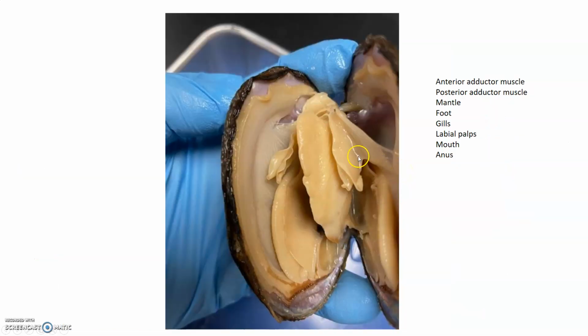When we look at the mussel that we dissected in lab, we can see the similar pieces here. Here's the mantle tissue. We can see the gills, the labial palps, the foot, and then if you look right here, you can see the mouth. It's also possible to see the anterior adductor muscle right here, and then you can see where the posterior adductor muscle was cut to allow us to open up the shell.